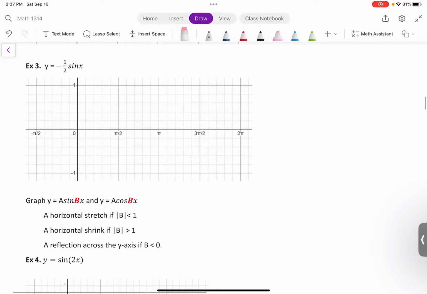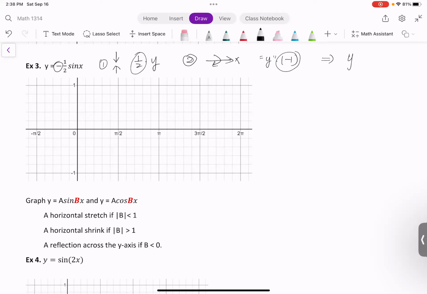Now I can say, do the 1/2 first. If I have 1/2, that means I compress my graph vertically, so all the y times 1/2. And second step, work on the negative part. That's a reflection along the x-axis, all the y times -1. Or you can combine these two because this is multiplication. That means my y times -1/2. And the x changes nothing.